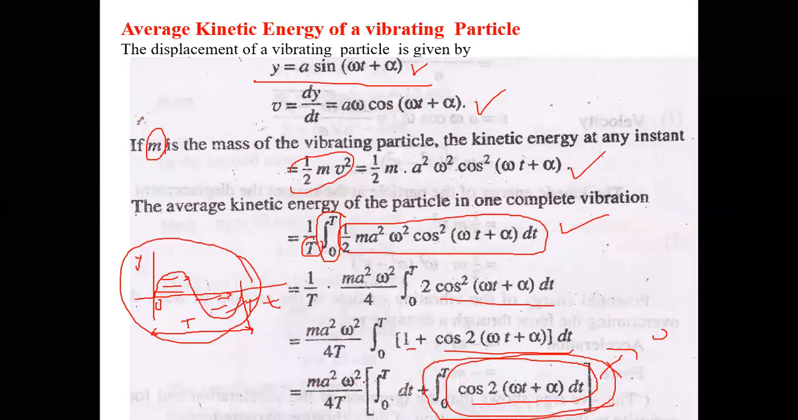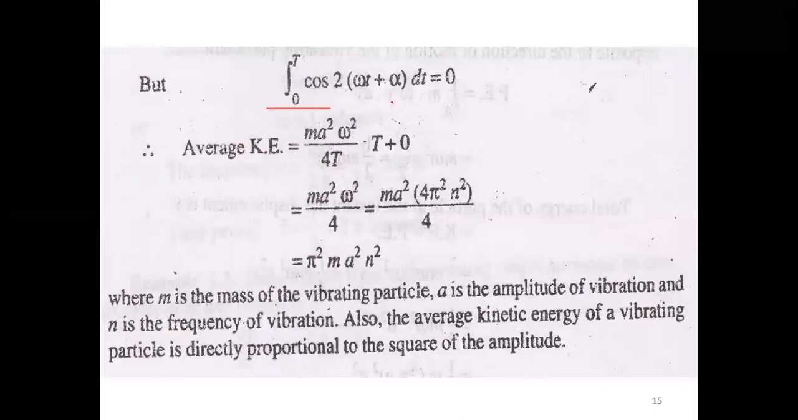So it will be m omega square a square by 4. That is the right idea. So in this term, the second part is 0. So the kinetic energy is m a square omega square by 4. What is omega? Omega is twice pi f, or sometimes we denote it by n as well. So you get pi square m a square f square, where m is the mass of the particle, a is the amplitude of the vibration, and f or n is the frequency of the vibration.